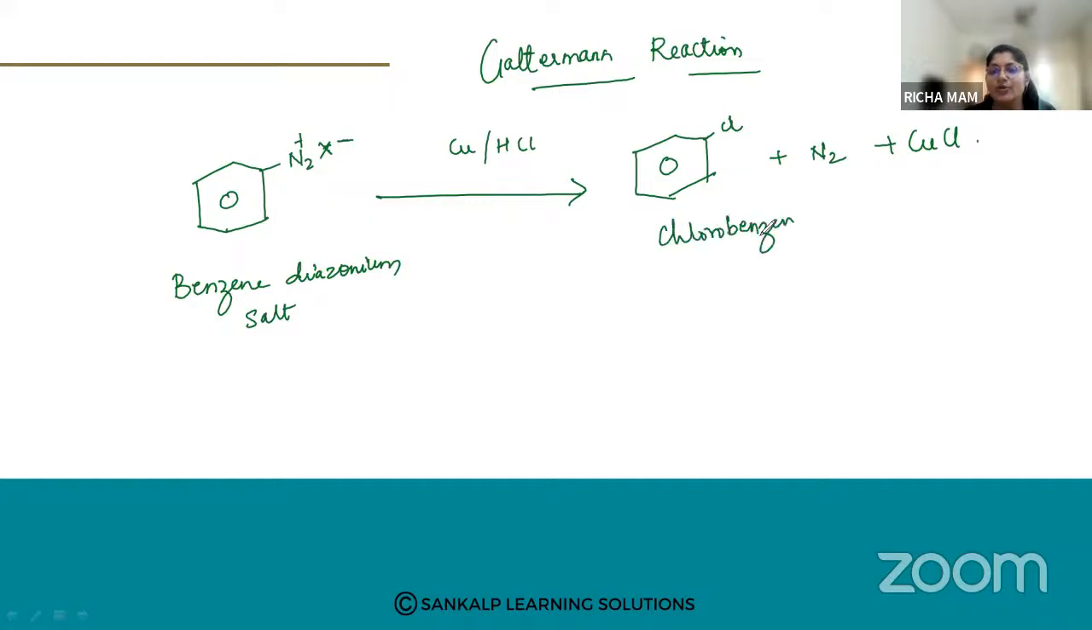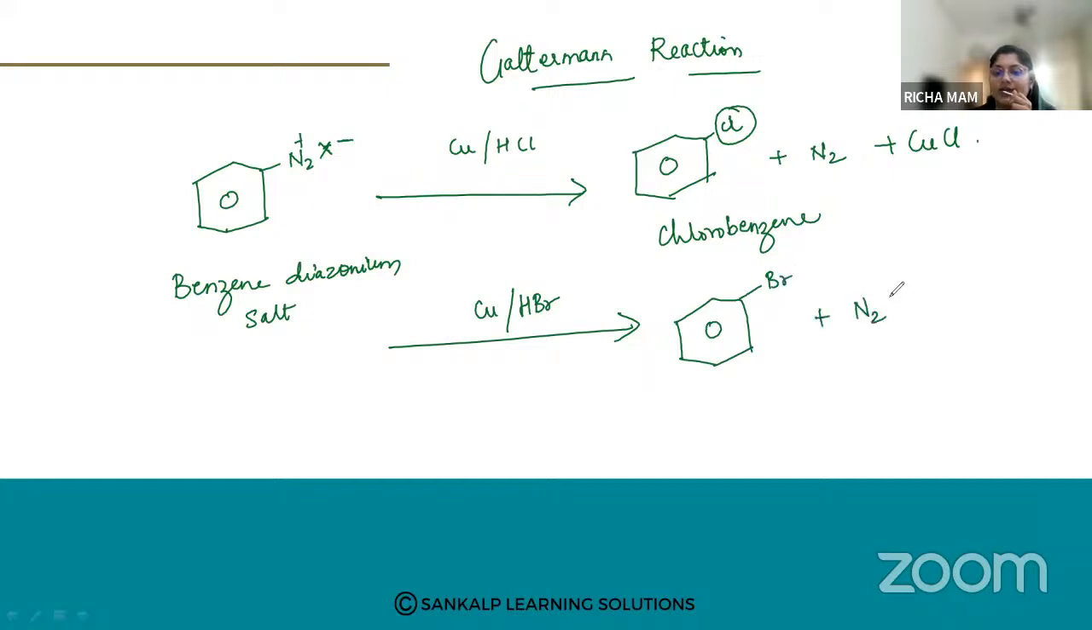So this is when I want to introduce the Cl- at the benzene diazonium salt. I take the halogen acid in the presence of the copper powder. Same way, if I want to introduce Br-, what corresponding halogen acid should I take? I should take HBr in the presence of copper powder. Copper powder is important in Gattermann reaction. What I'm going to get is Ar-Br plus N2 gas plus CuBr. Is it clear?